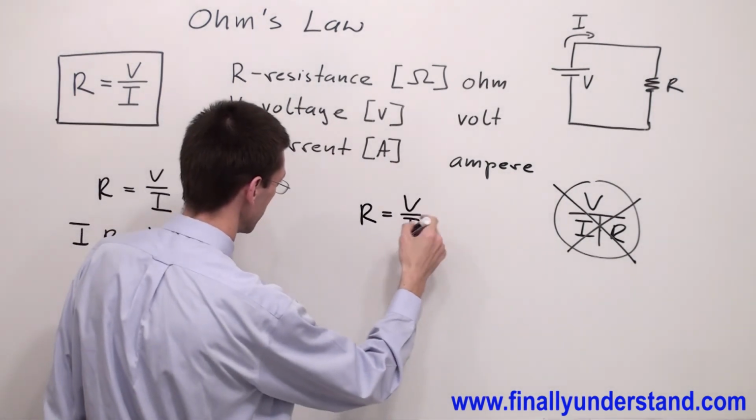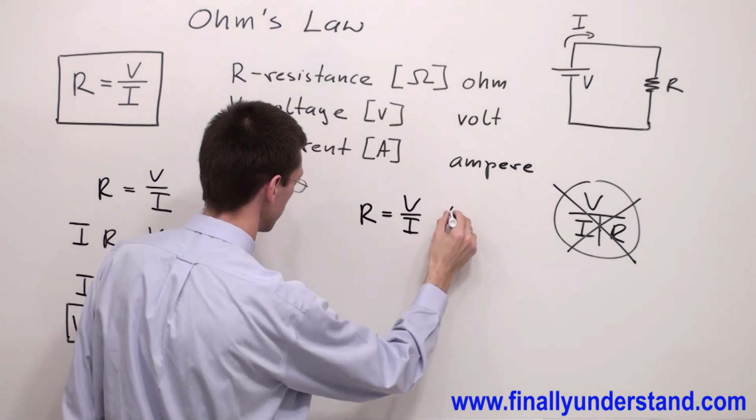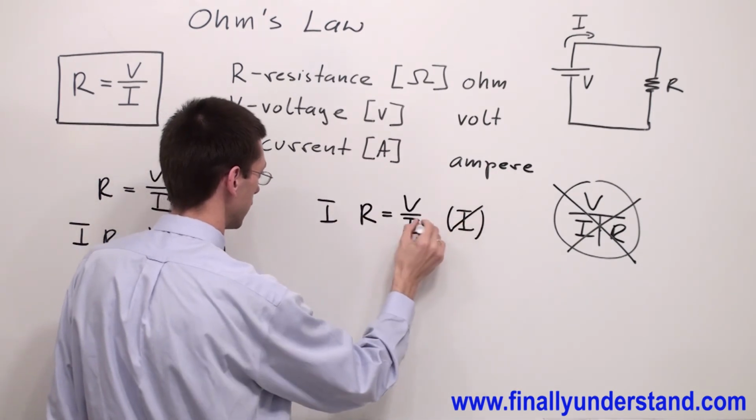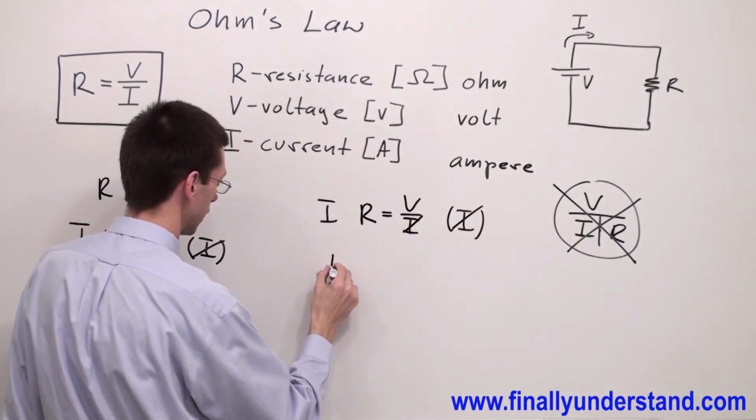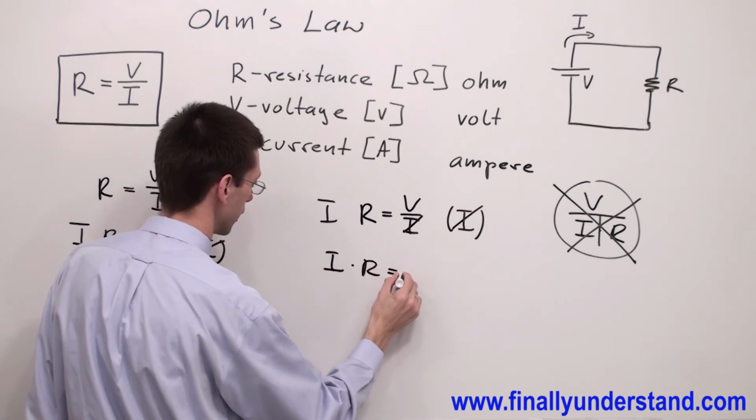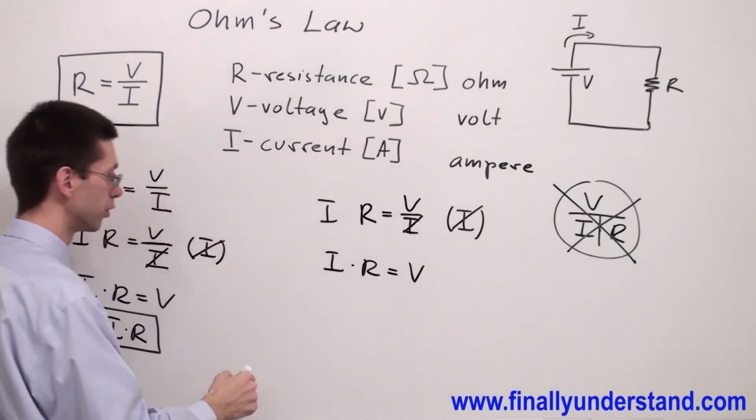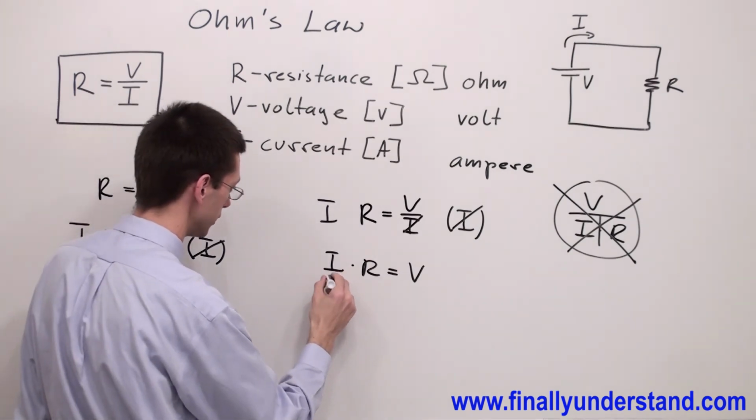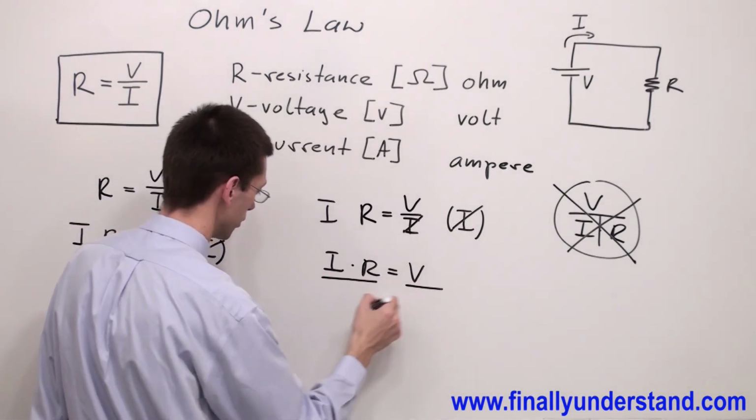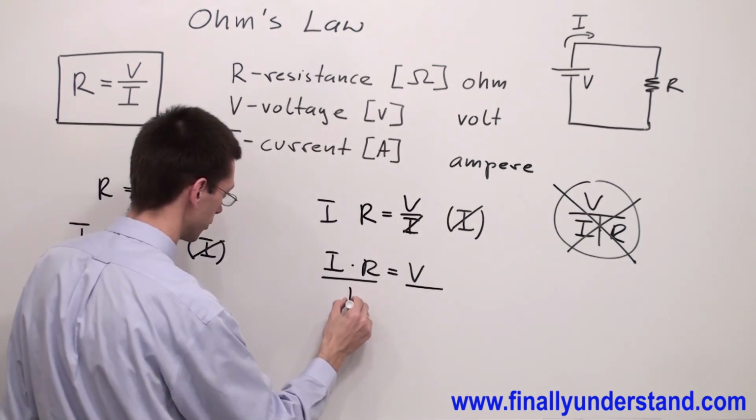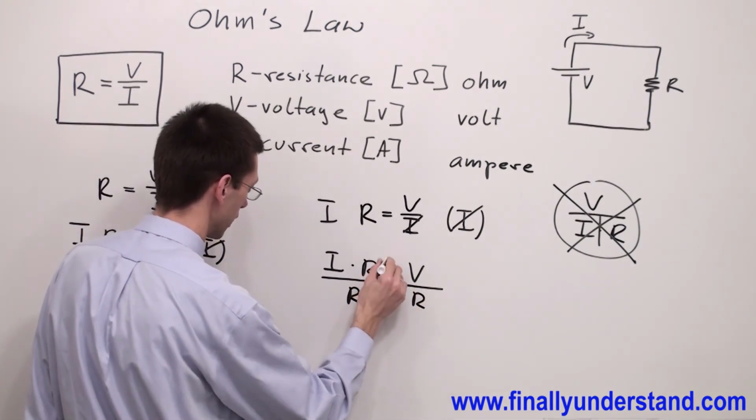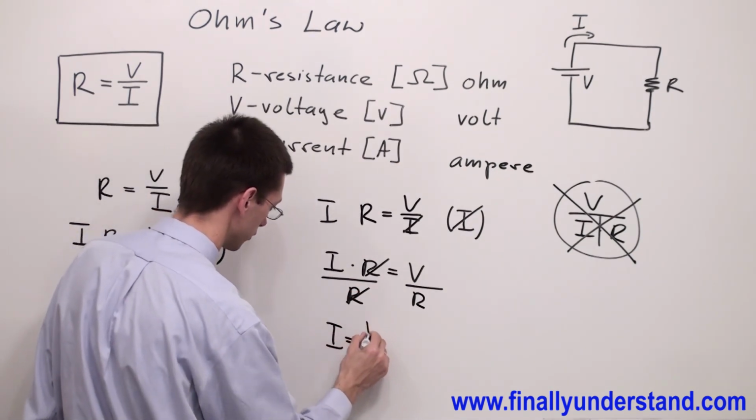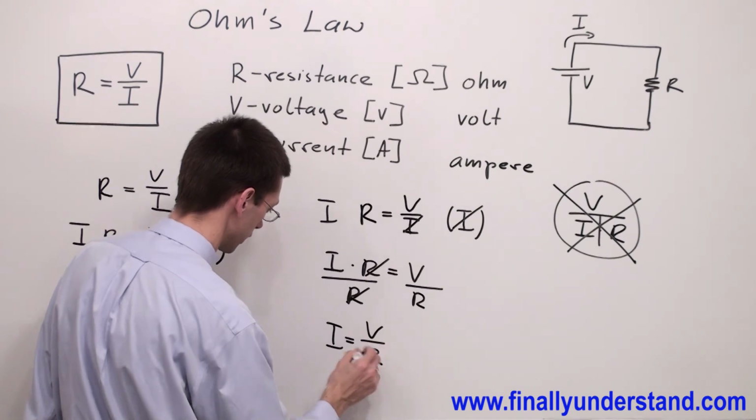Simply again, we're supposed to eliminate the fraction, so multiply both sides of the equation by the denominator. I and I will cancel out. I times R is equal to V. This time I'm looking for I. In order to find I, I have to eliminate the multiplication, which means I have to divide both sides of the equation by whatever is multiplied to I. I have to divide by R. R and R will cancel out. So I is equal to voltage over resistance.